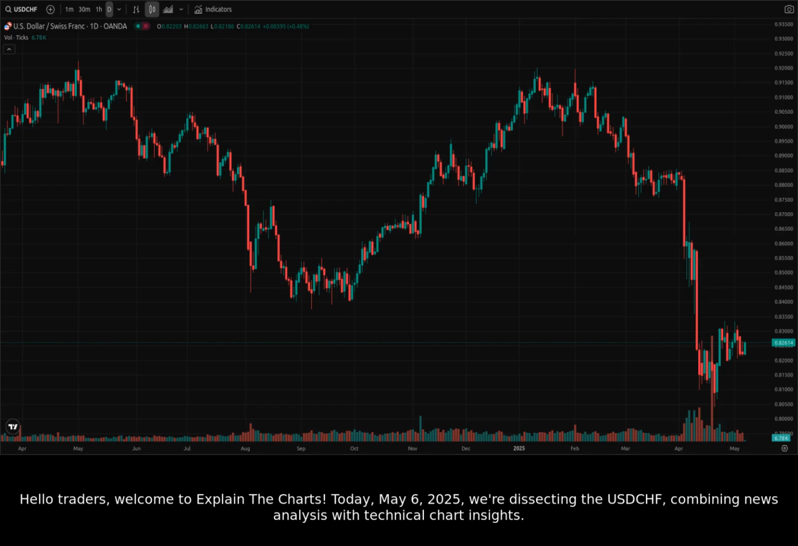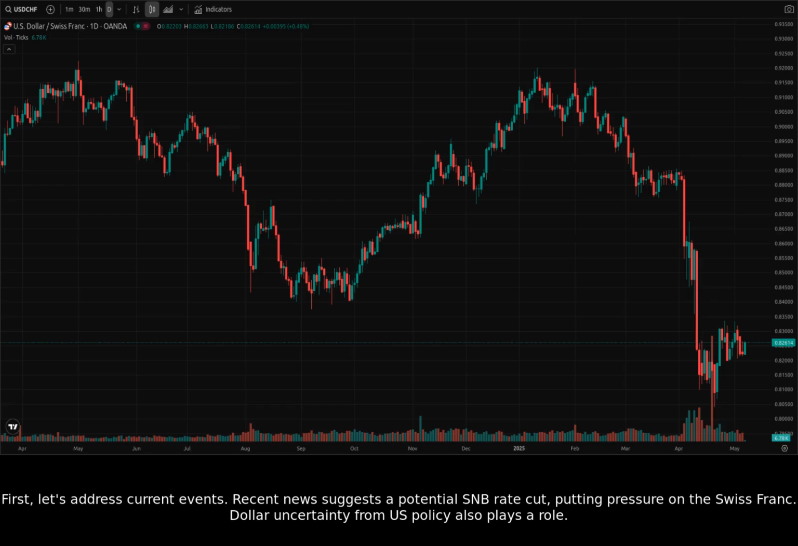Today, May 6th, 2025, we're dissecting the USDCHF, combining news analysis with technical chart insights. First, let's address current events. Recent news suggests a potential SNB rate cut, putting pressure on the Swiss franc. Dollar uncertainty from U.S. policy also plays a role.